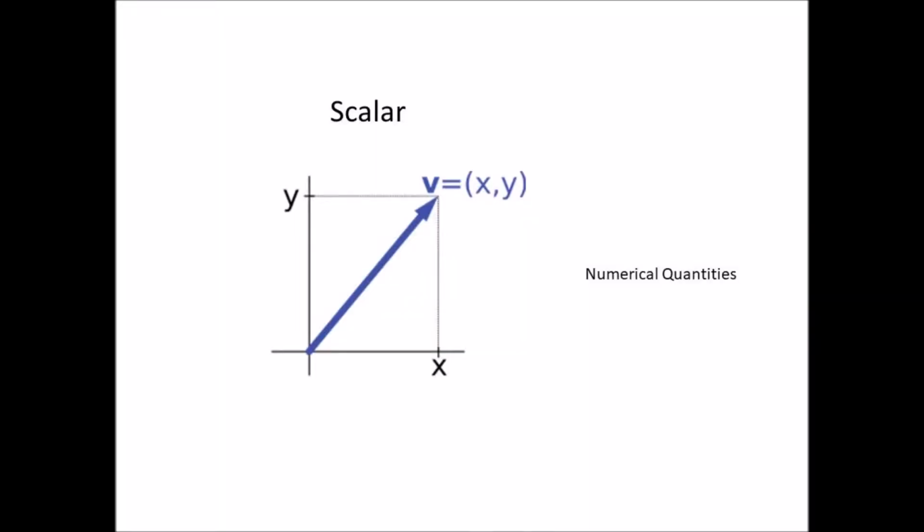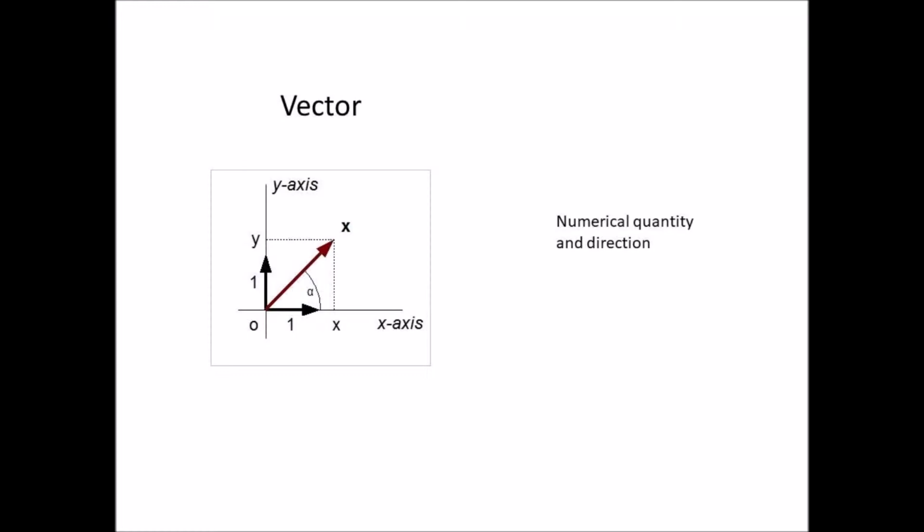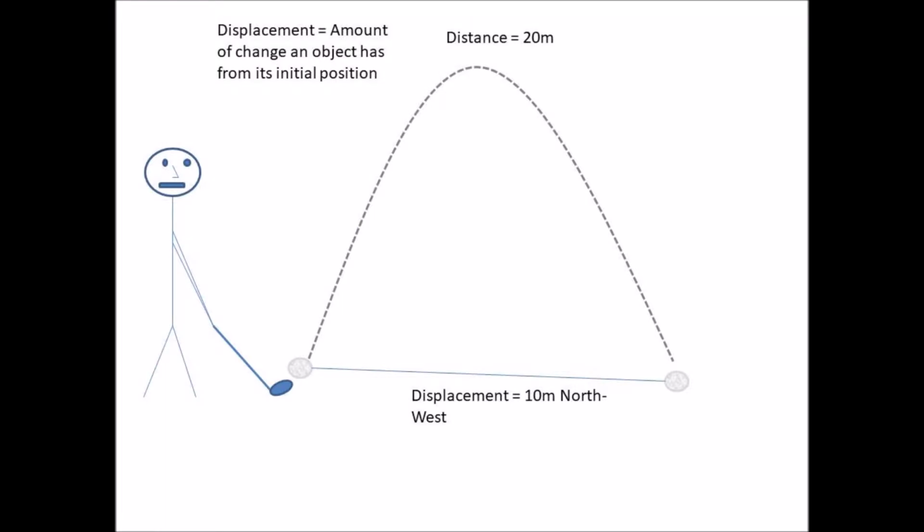These are defined by scalar and vector quantities. Scalar quantities are described by numerical quantities, for example, how far you physically have walked during a hike. Vectors, however, are described by both a numerical quantity and a direction. For example, the change in position of a golf ball when it's hit. When hitting the ball, the distance may be 20 meters. However, the displacement is only 10 meters northwest.